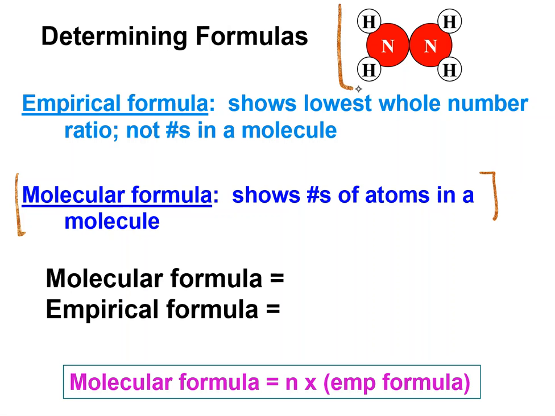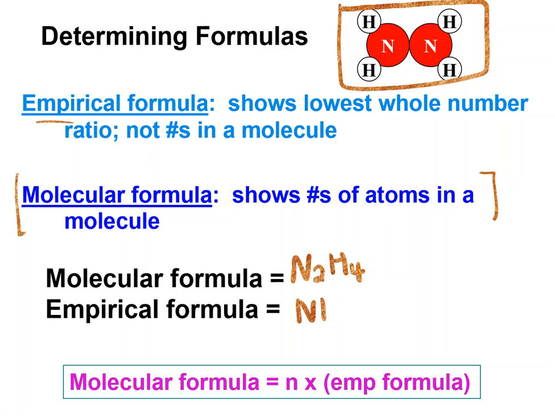So if we consider this molecule here, the molecular formula would tell you what is in that: how many atoms of each element are in that. The empirical formula is the reduced version of that. It shows you the lowest whole number ratio. And so if we basically reduce this, we get this.